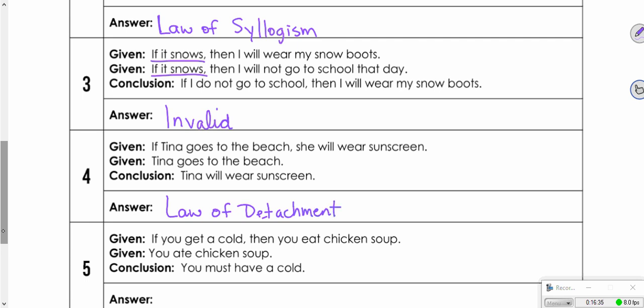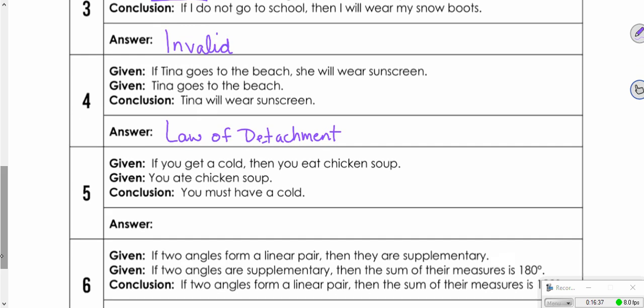Number 5, if you get a cold, then you eat chicken soup. You ate chicken soup. Conclusion, you must have a cold. Invalid. Why? Yeah, they switched the P and Q. Again, for the law of detachment, if P then Q, then we can conclude Q. But they gave us Q first, so invalid.